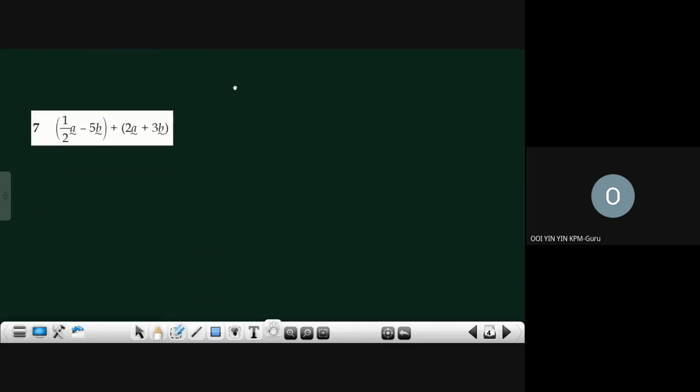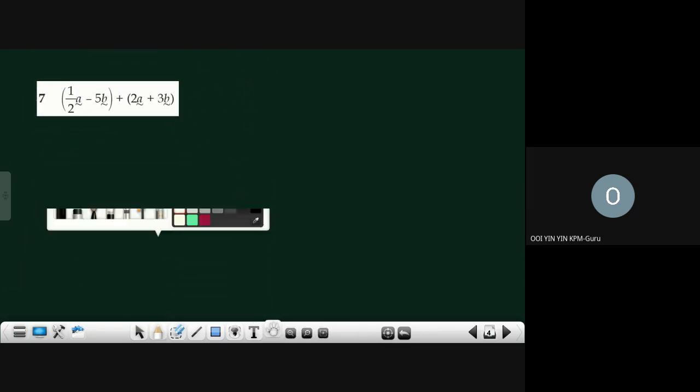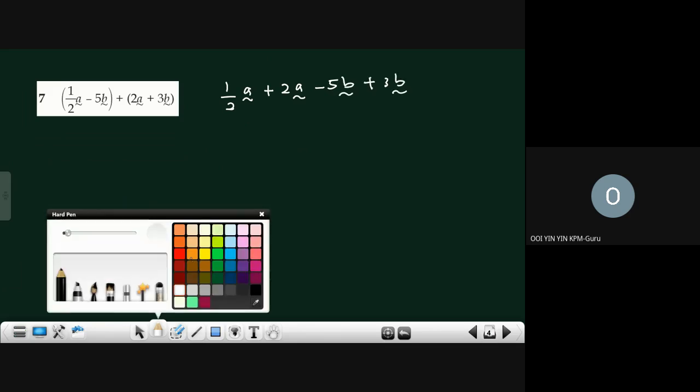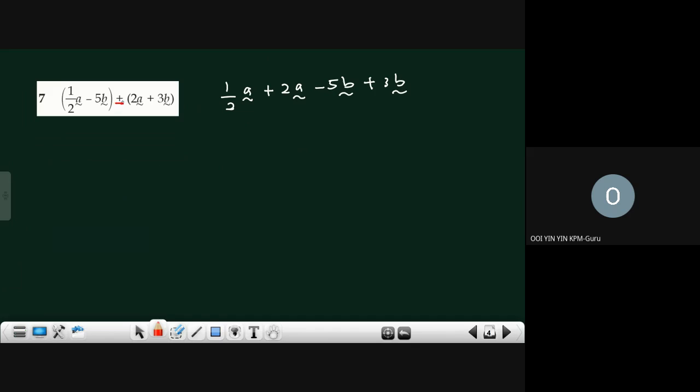Okay, come 7. So this one looks a bit, because actually dia pun senang, but cuma there's a fraction here only, right? Okay, then you have 1 over 2A. Now I move the like terms together, plus 2A minus 5B plus 3B. Okay, this one, the symbol you see here is positive, right? So when you open this up, there's no change of the symbol of your 2A and 3B. Okay, kekal sama, positive pun positive. Okay, now this one you understand, right?